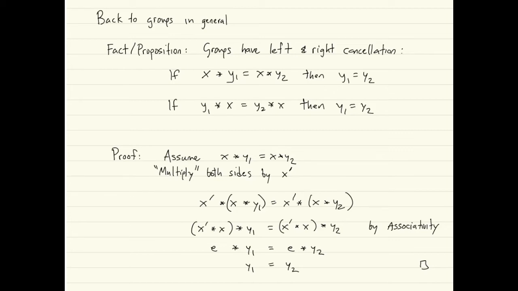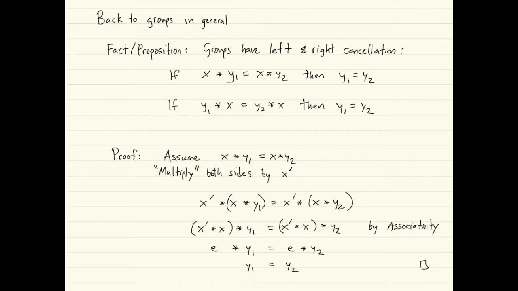Okay, so the proof is simply what you would do in simple algebra. If you have this condition, x times y1 equals x times y2, then you multiply on the left by the inverse. So that's what I've been denoting x primed. Eventually, we'll just start denoting it x to the minus 1. But for now, we're going to go with x primed.